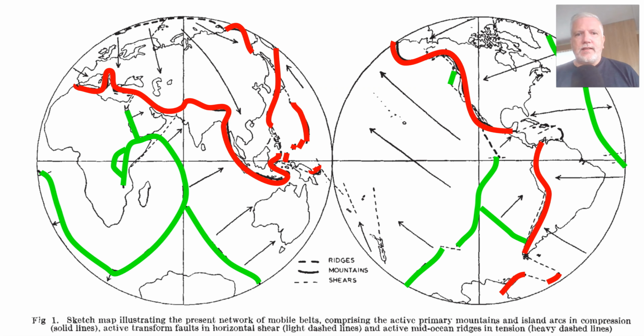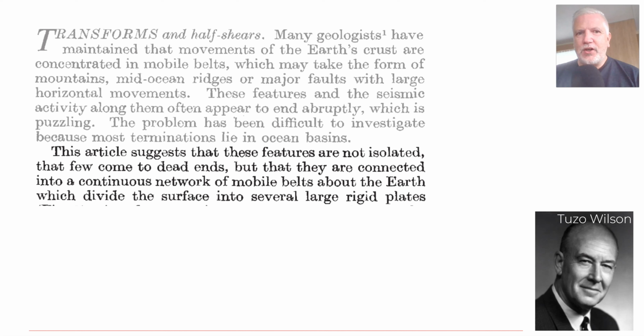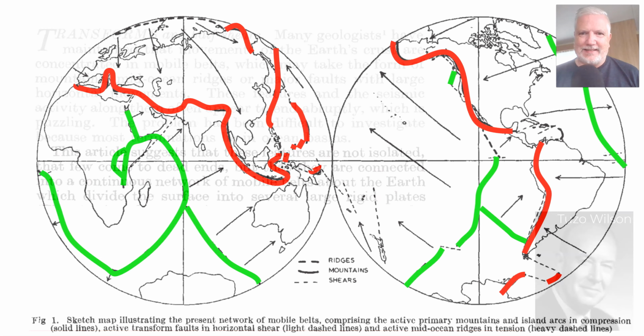And here is the sketch from his paper that I've marked in green, the spreading ridges, and in red, the collision zones, with the gaps in between. This article suggests that these features are not isolated, he says, that few come to dead ends, but they are connected into a continuous network of mobile belts around the Earth, which divide the surface into several large rigid plates.